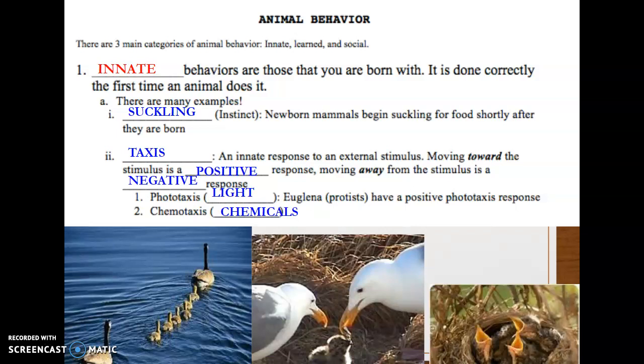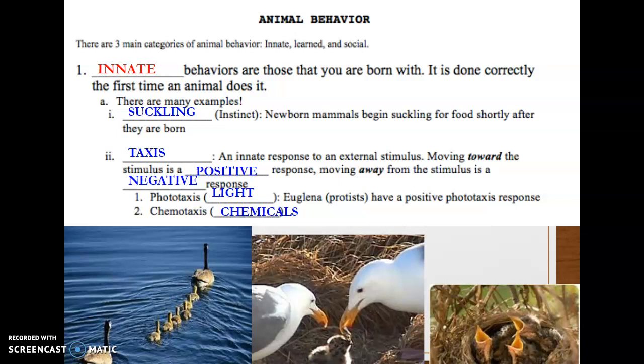So the next type of behavior is called taxis, and all taxis is, is a response to something from the outside. In this case, when you move towards the stimulus, it's a positive response. You want to move towards it. But moving away, that's a negative response.